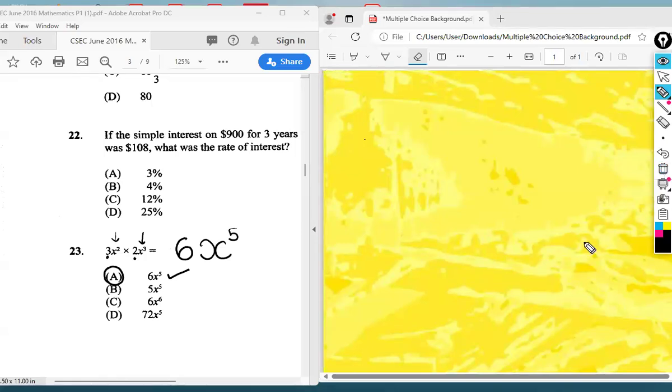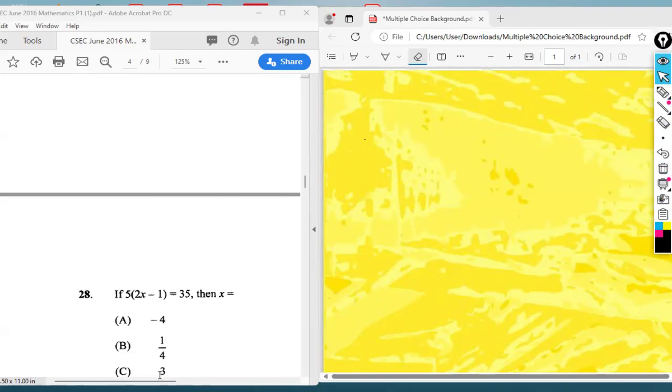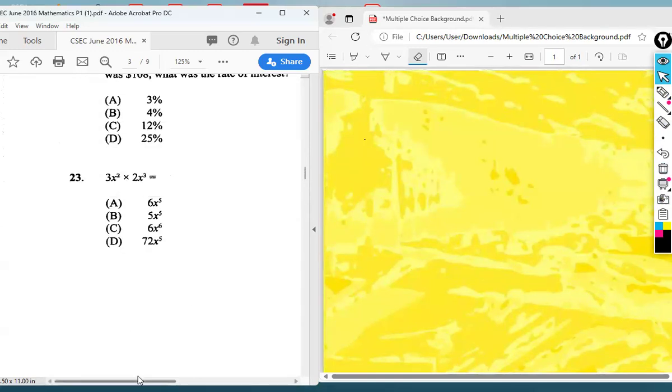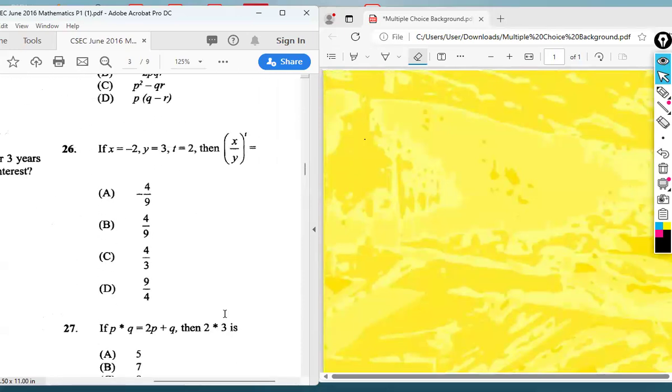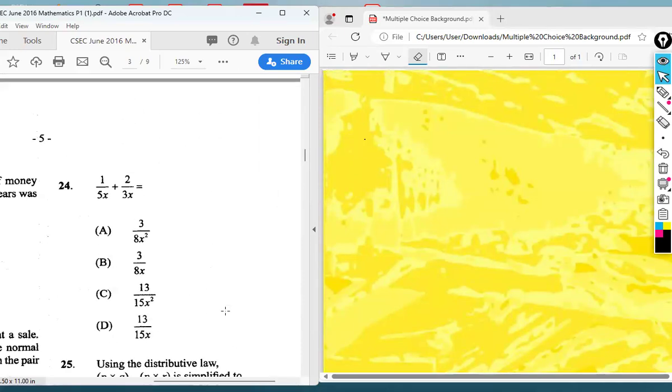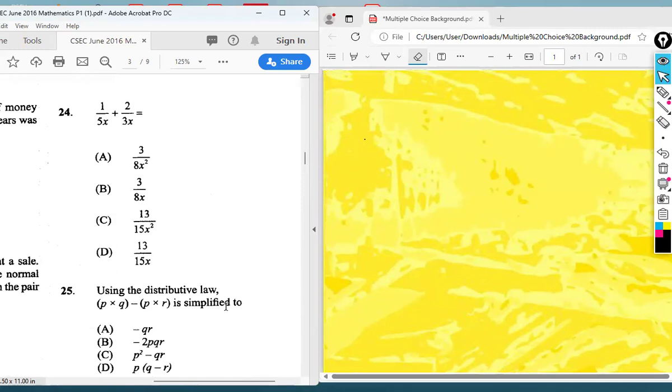Yeah, this paper is pretty easy so far. Right? All multiple choice exams are this easy. There's no such thing as a hard maths multiple choice exam. There's no such thing, right? How many people got close to 20% in the SBA already?